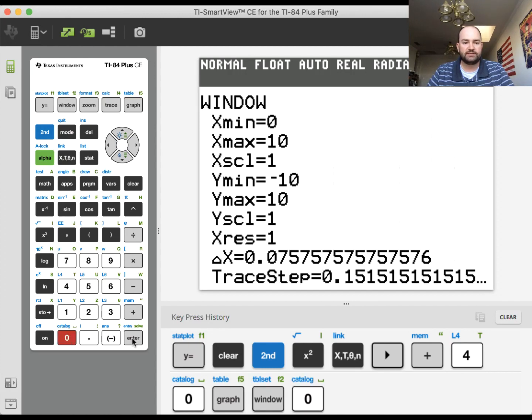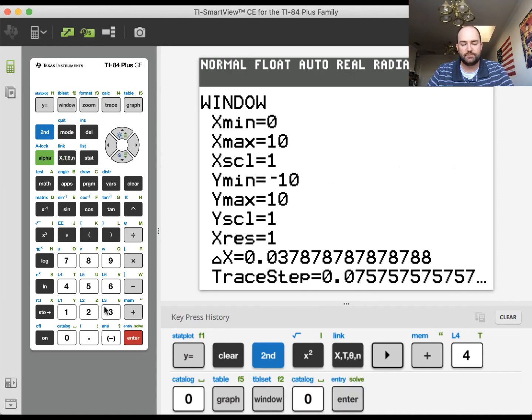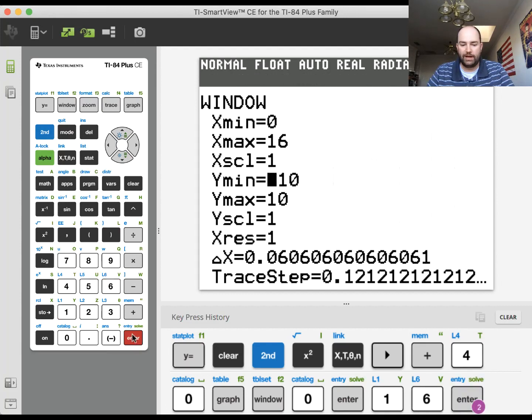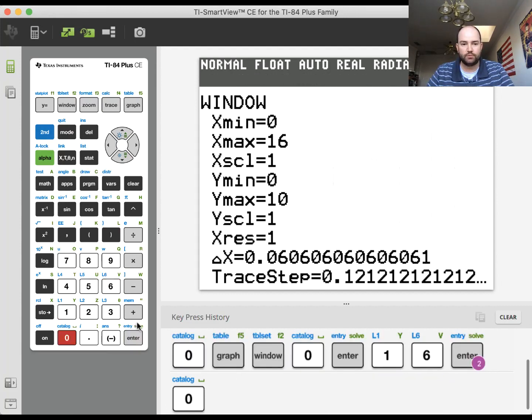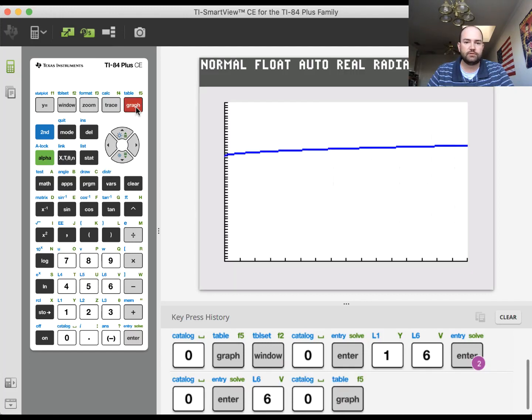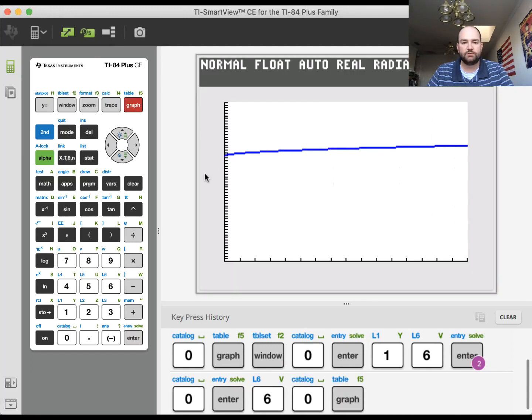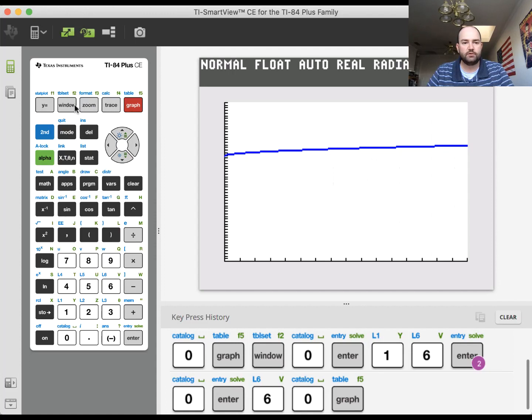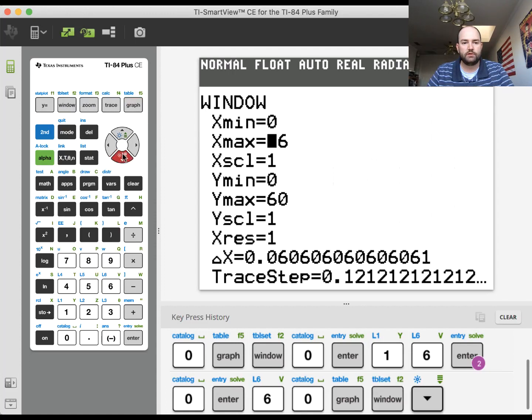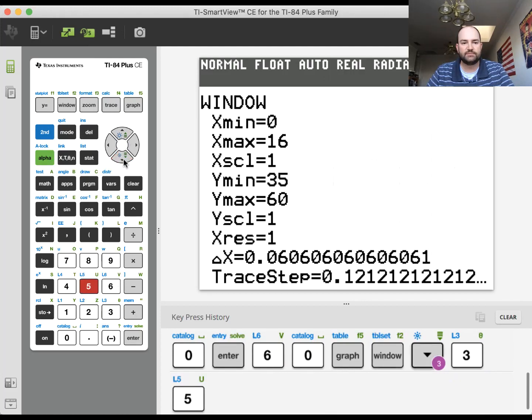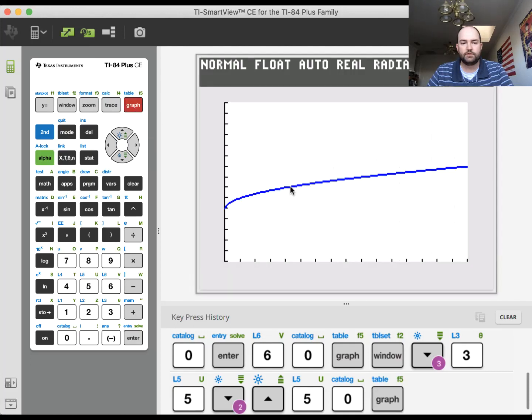So I'm going to start with x being 0 for the minimum. For the maximum, let's go 16. For the y minimum, I'm going to say 0, and the y maximum would be 60. Let's see what that looks like. Looks kind of like that. It's a little bit weird. So instead, let's go for the window. Let's make the y minimum 35 and the maximum 50. There we go. That's better.